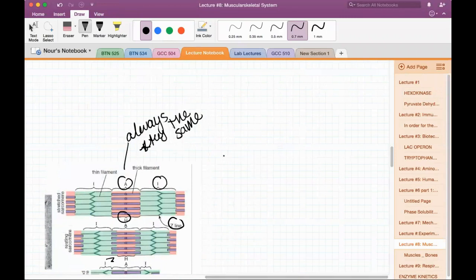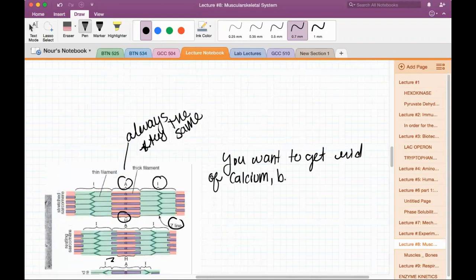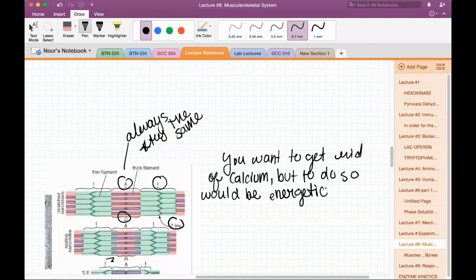So you want to get rid of calcium, but to do so would be energetically unfavorable. Or rather, remember yesterday what the term was I used for this? Do you remember?